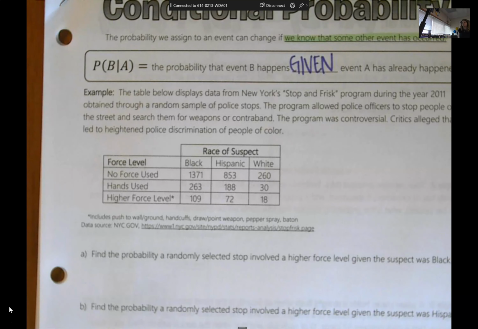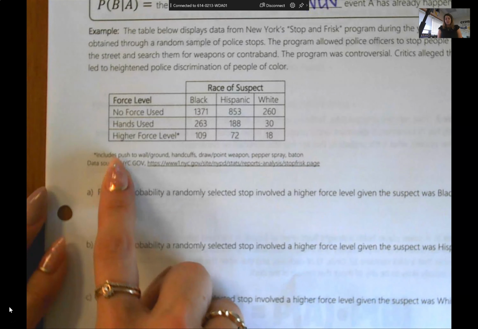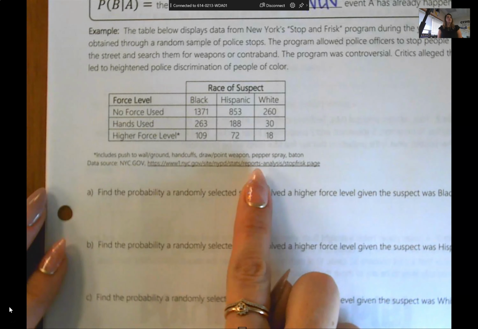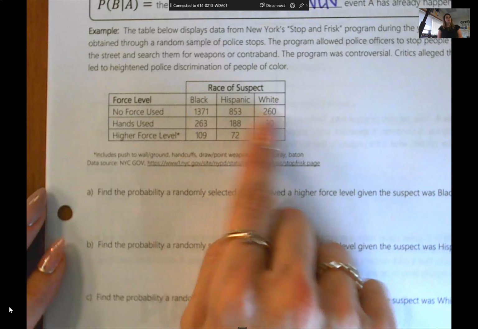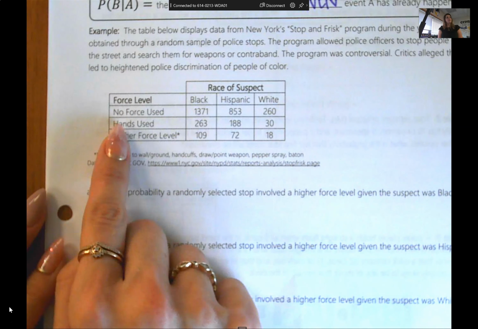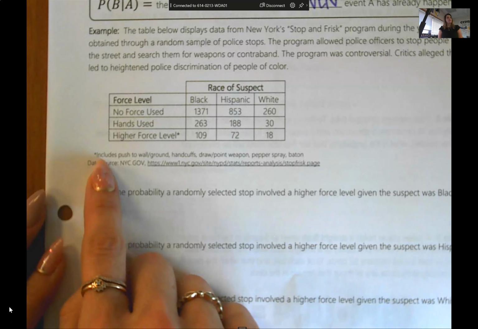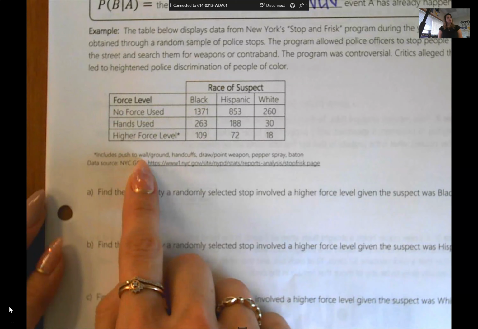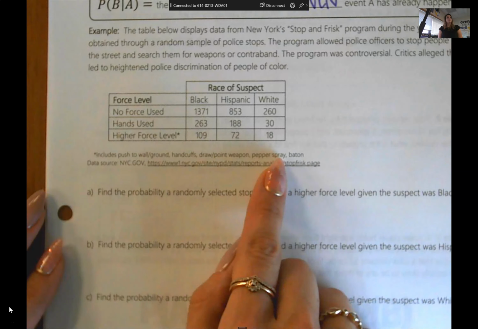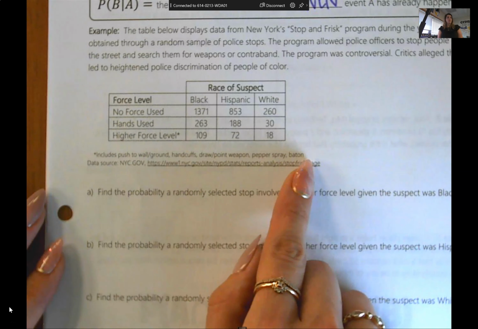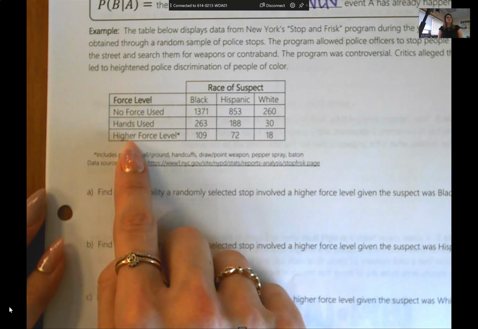So this table that you see is real data, real life data pulled from a government website that's listed here. So this is not made up data. The races that we're considering are Black, Hispanic, and white, and the force level is no force, hands used, or higher force level, which down here says that includes pushed to the wall or ground, handcuffed, draw or point a weapon, pepper spray, or they use their police baton. So no force used, hands used, higher force level used.